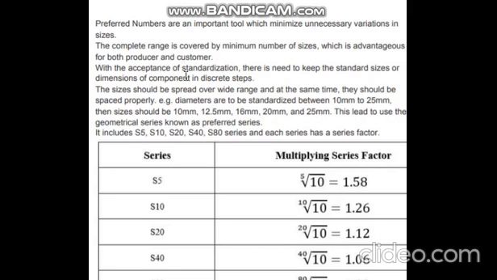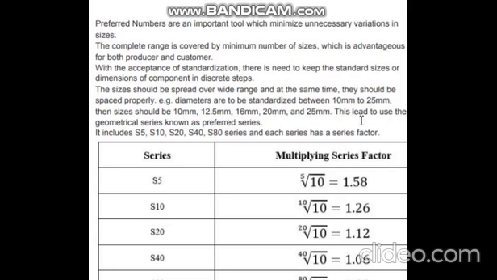See, with the acceptance of standardization, there is a need to keep the standard sizes or dimensions of components in discrete steps, or in a few steps. The sizes should be spread over a wide range, and at the same time, they should be spaced properly. So the diameters of the standard sizes between 10 to 25 mm should be 10 mm, then 12.5 mm, 16 mm, 20 mm, 25 mm, like this.